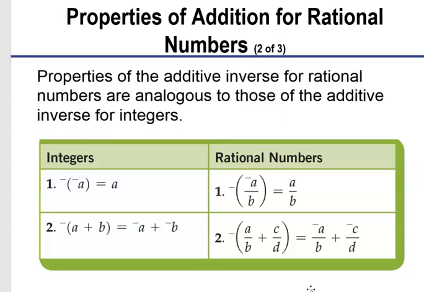And remember the distributive property? It's like a distributive property over addition. If you have a negative in front, then you could take that inside, and that's negative A plus a negative B, exactly the same thing with fractions.